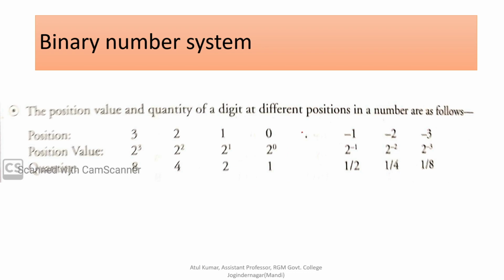follows. Before the decimal point, the value starts from 2 raised to power 0, then the second position is 2 raised to power 1, the third position is 2 raised to power 2, and the fourth position is 2 raised to power 3. After the decimal point, the fractional value, we start from 2 raised to power minus 1, then 2 raised to power minus 2, and 2 raised to power minus 3.